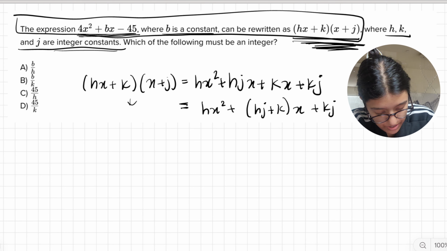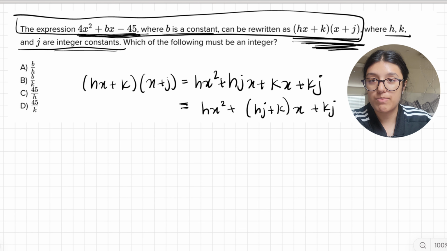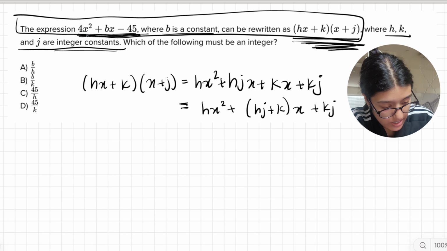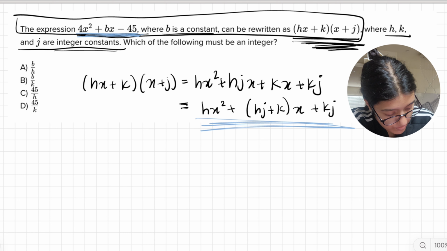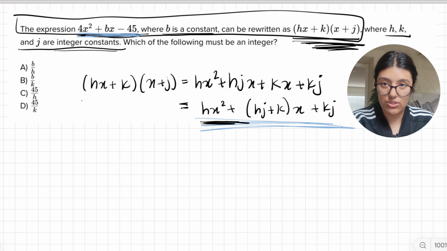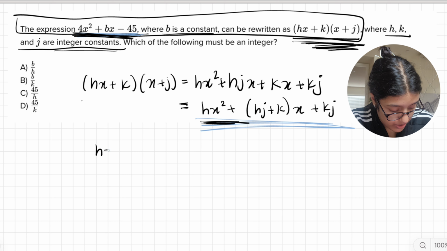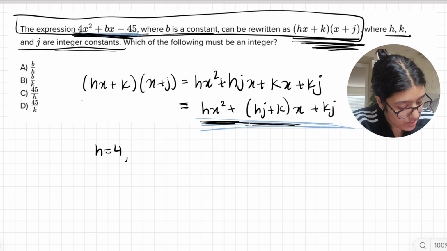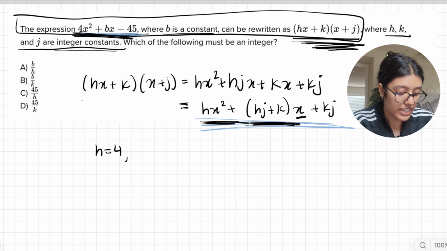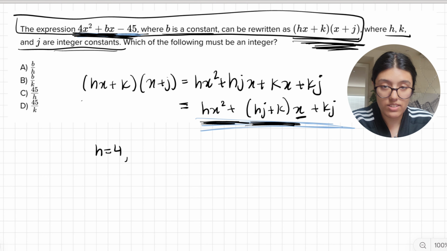And looking at our equation, which is 4x squared plus bx minus 45, we can see a correlation between this equation right over here and this equation right over here. We know that the coefficient attached to x squared is h. We know that the coefficient over here attached to x squared is 4. Therefore, h is equal to 4. We know that over here, the coefficient attached to x is hj plus k. And we know that in the original equation, the coefficient attached to x is b.